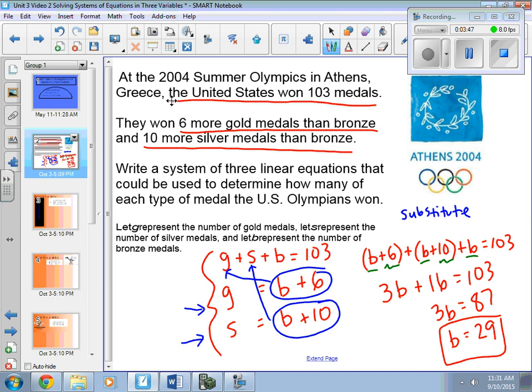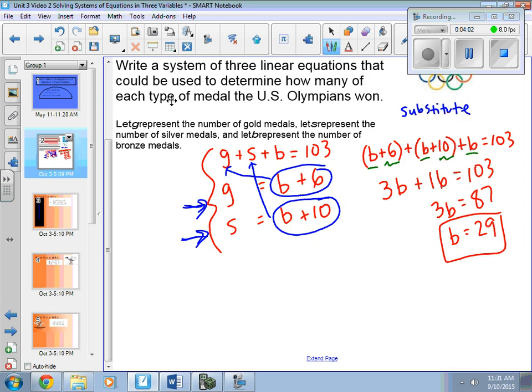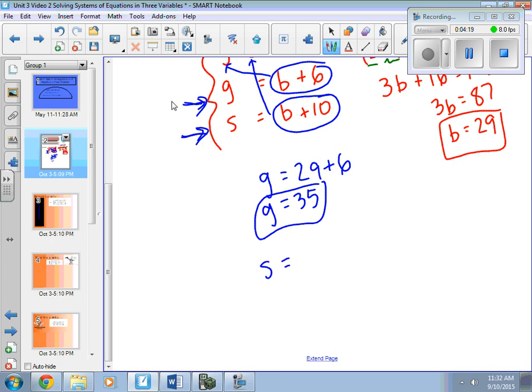Okay, to find out how many gold and silver now, the easiest thing to do would be to go back in and substitute those back in. And these 2 equations right here that we had highlighted before would be the easiest ones to do, because we know there's 6 more golds than bronze. So golds, there's going to be 29 plus 6, which would be 35 golds. And using this last equation, we know that the number of silvers equals the number of bronze, which is 29 plus 10. So it looks like silver, there's 39. So now we know how many of each type.